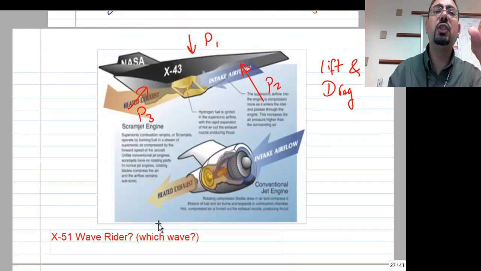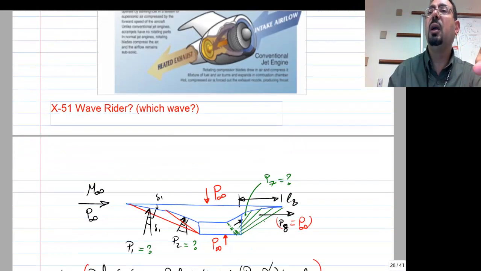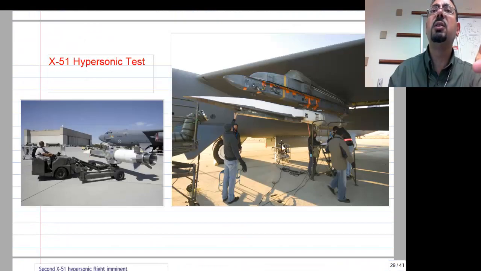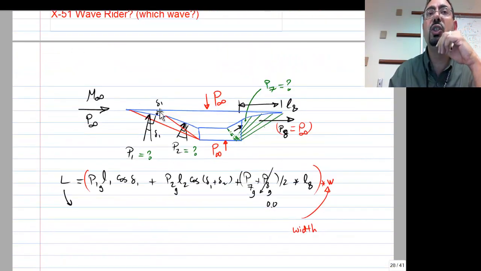So the Air Force version is called the Waverider. So X-51 is called the Waverider. And why is it called the Waverider? Because it rides on the shock wave generated from the front. Exactly. So you can imagine there is pressure, right?